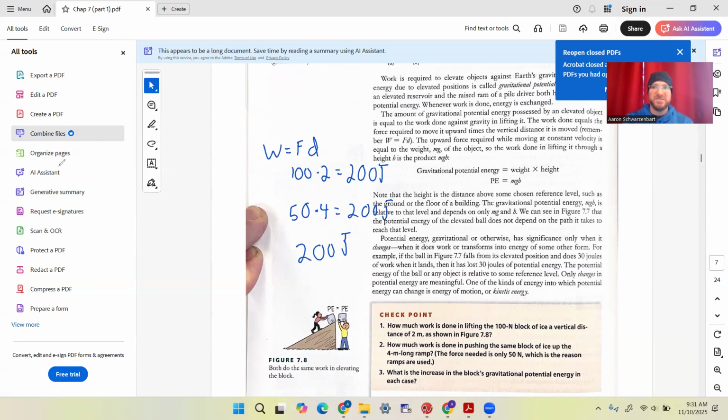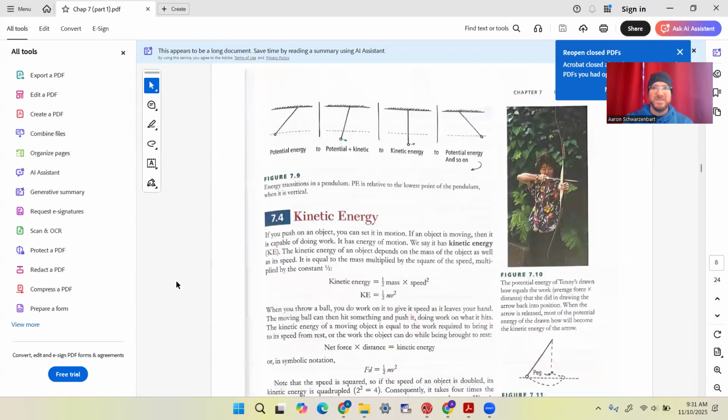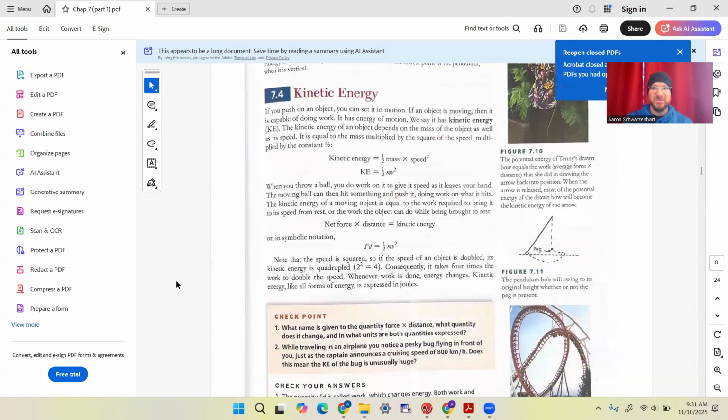That is, potential energy is all about position. Kinetic energy, all about speed.